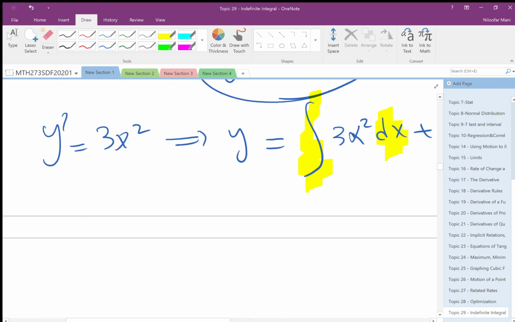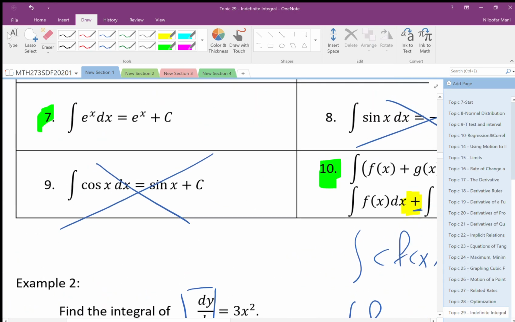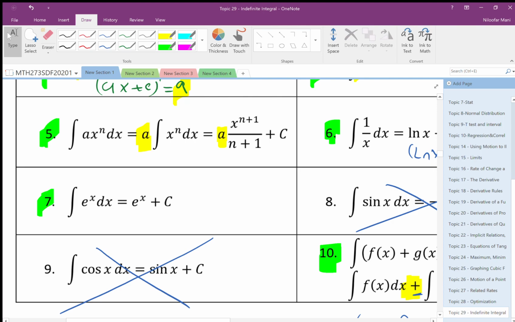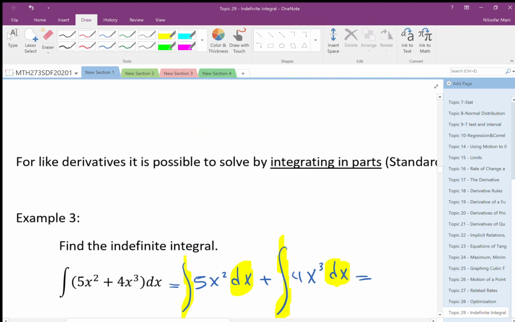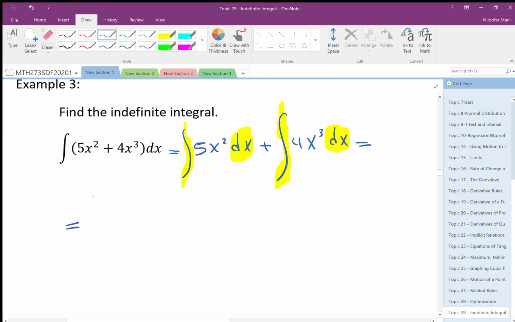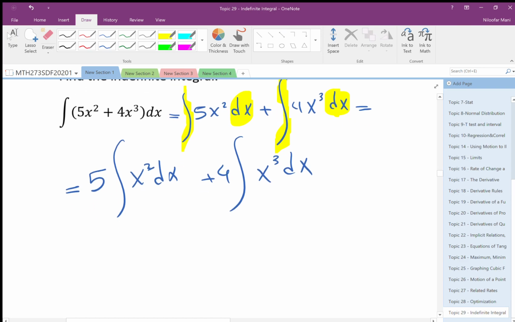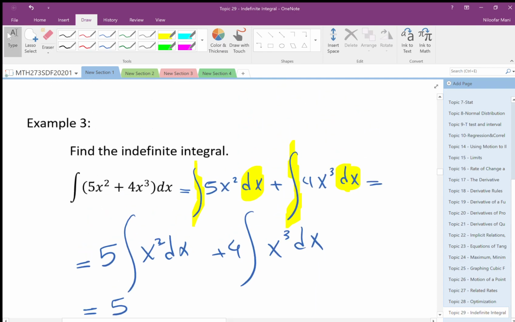But how about 5? Okay, look at this. I go here and I say, a number comes out, okay? So I have a number beside, it doesn't matter, I can bring it out. Okay, 5 integral x squared dx plus 4 integral x cubed dx. How about next? Equal 5. How about this? Okay, I can write it here.